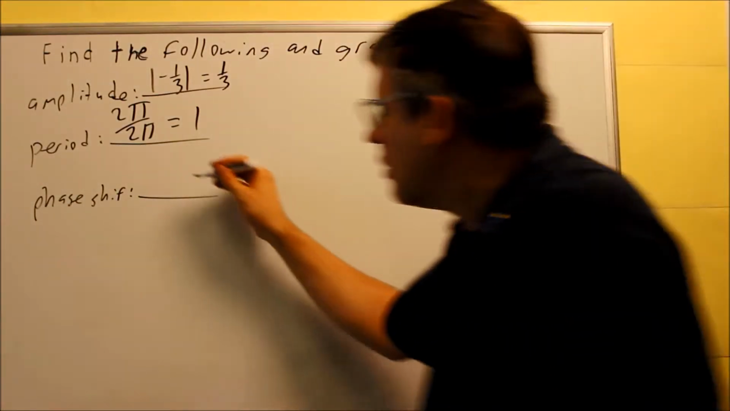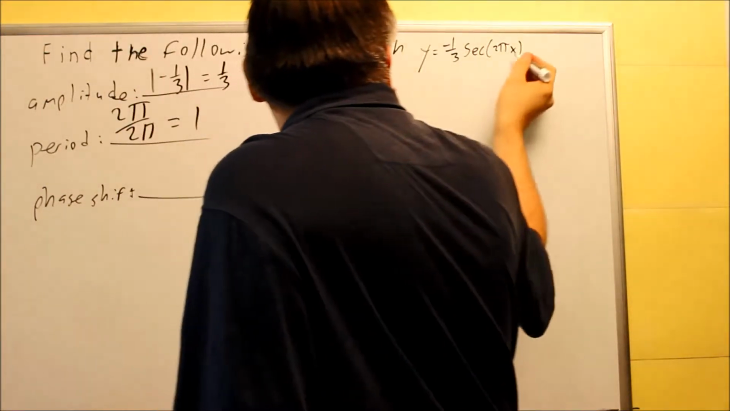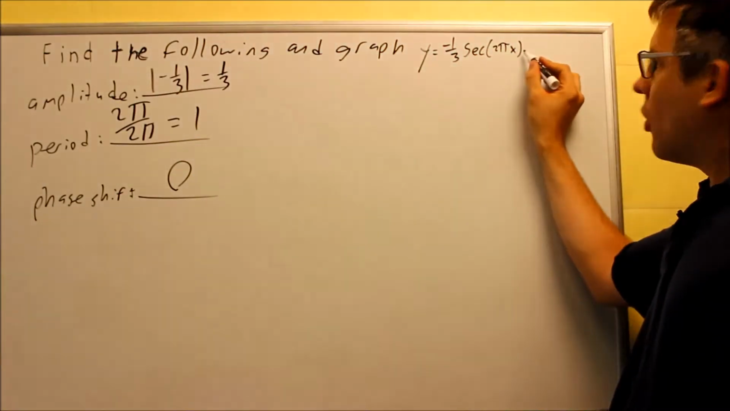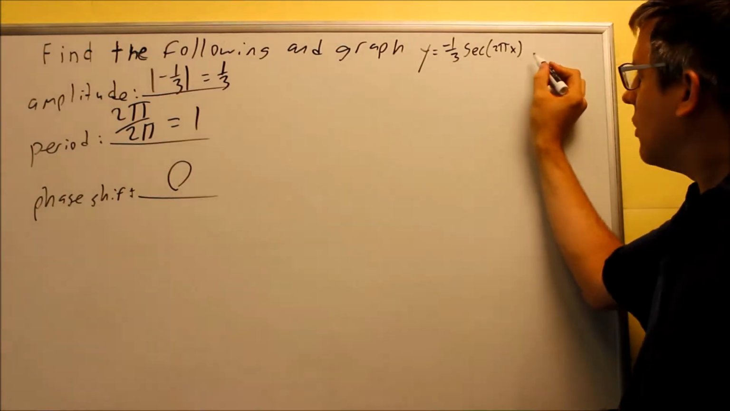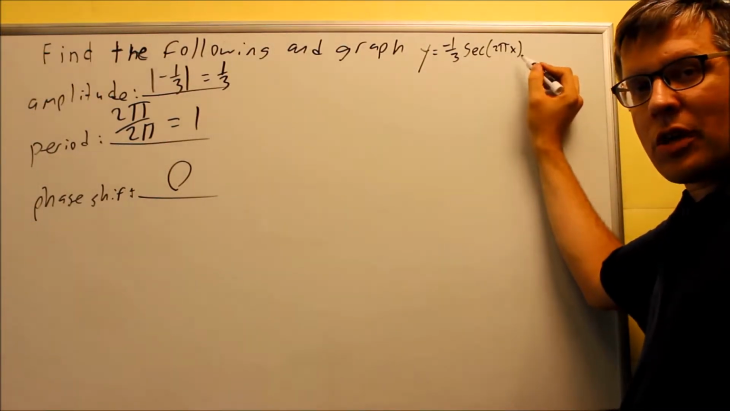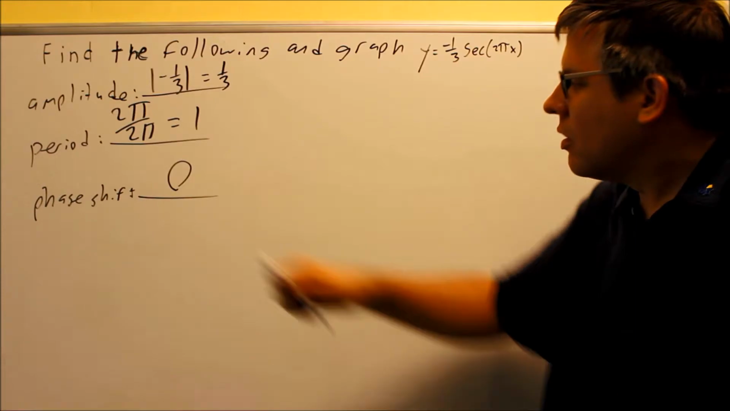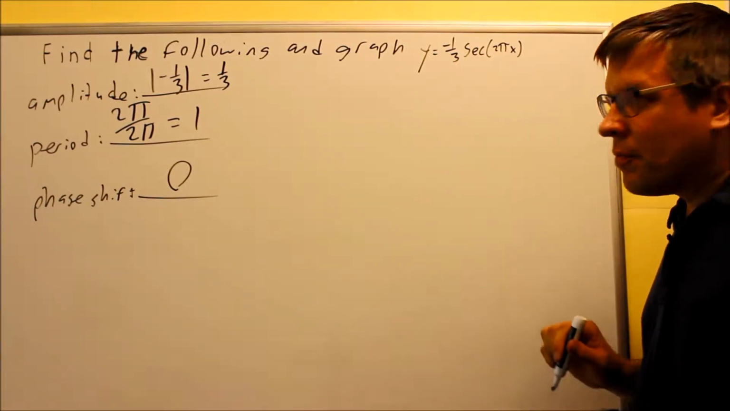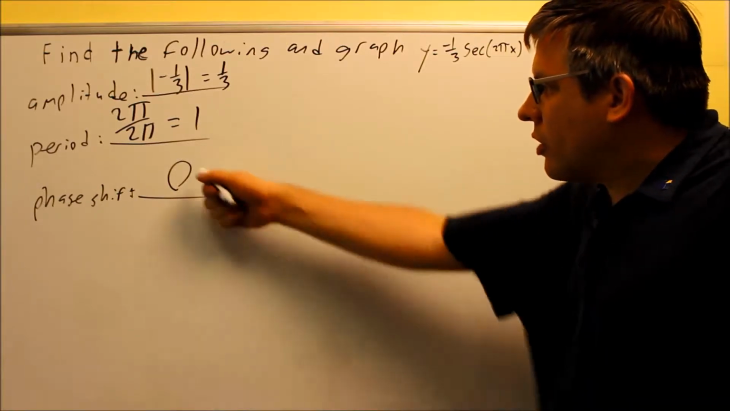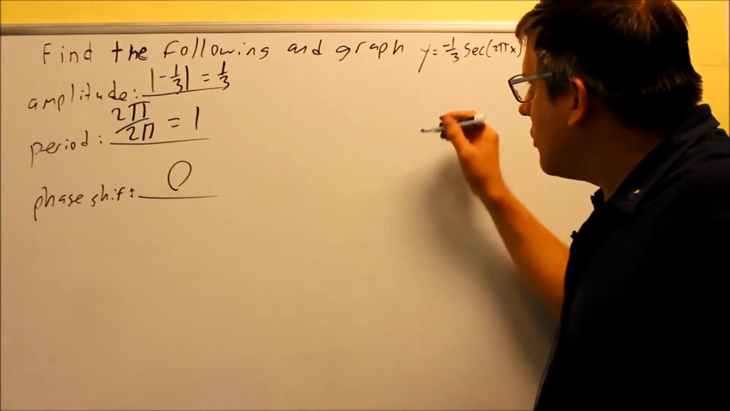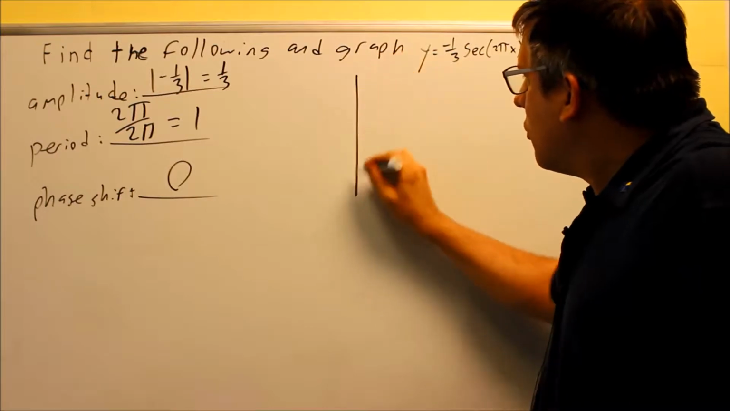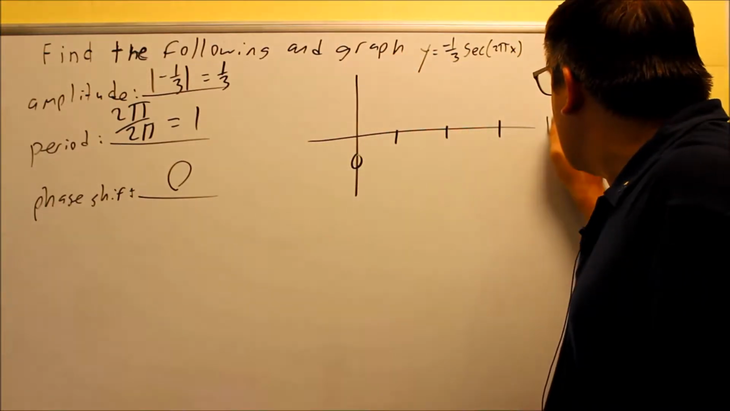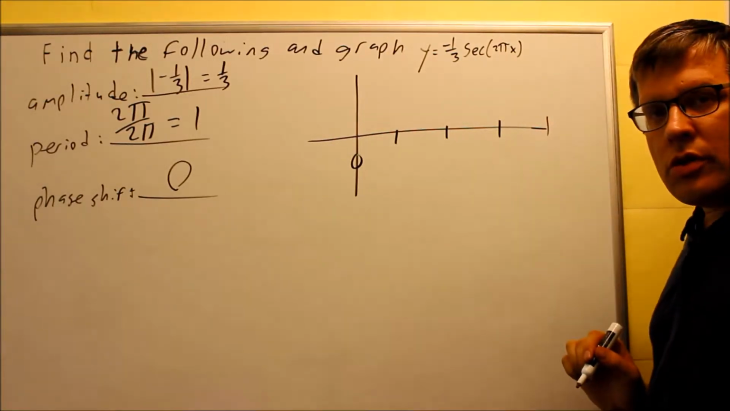My phase shift is going to be 0 on this one. And the reason why is because there's no number that comes after the x. Normally you would have a plus or minus something after that. There's none in this case, so the phase shift is going to be 0. Okay, so it doesn't move left or right at all. We know that the graph is going to begin at 0. So I have my first key point right there, but I need to find the other ones.